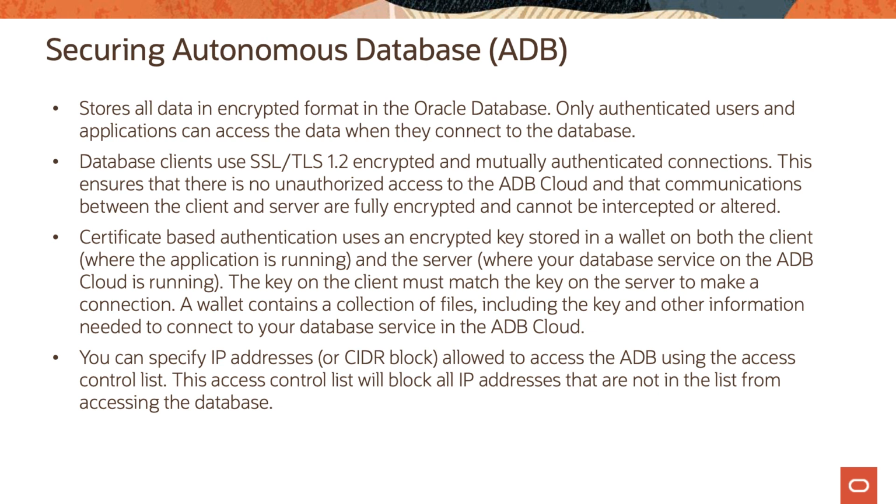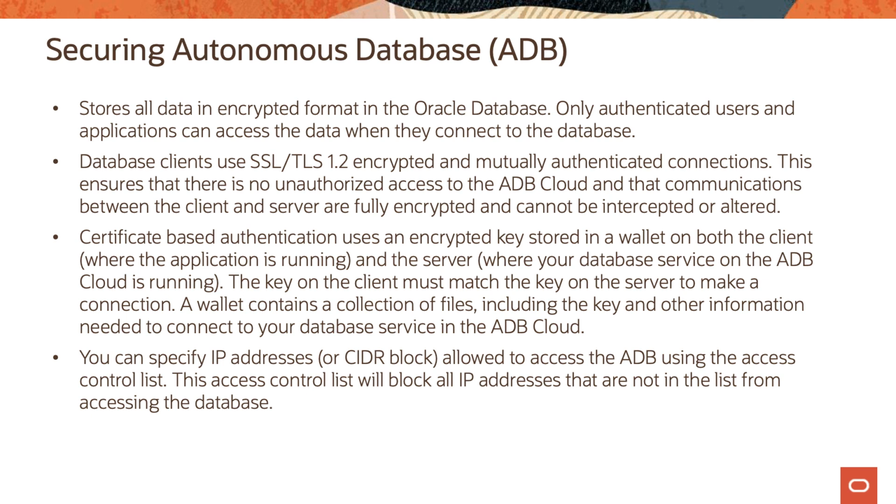Let us now look at securing Oracle Autonomous Database. The Autonomous Database stores all data in encrypted format in the Oracle database. Only authenticated users and applications can access the data when they connect to the database. Database clients use SSL/TLS 1.2 encrypted and mutually authenticated connections.